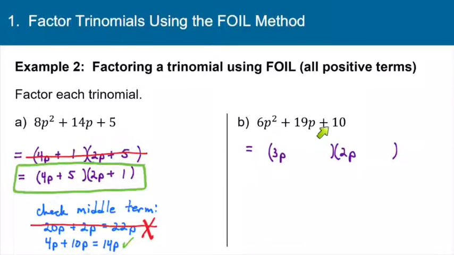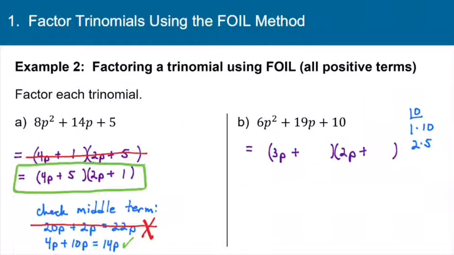Now, the last term is positive. That tells us that the signs here in our binomials need to both be the same, and they both need to be the same as the middle term. Now, last times last has got to make 10. And our choices for 10 are either 1 times 10 or 2 times 5.